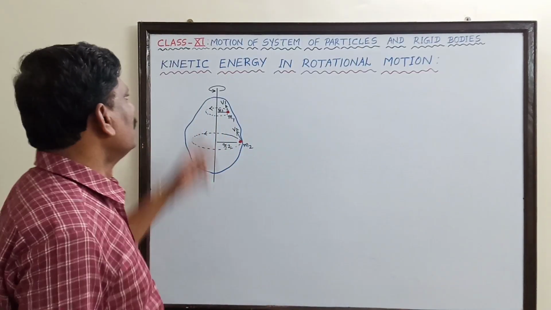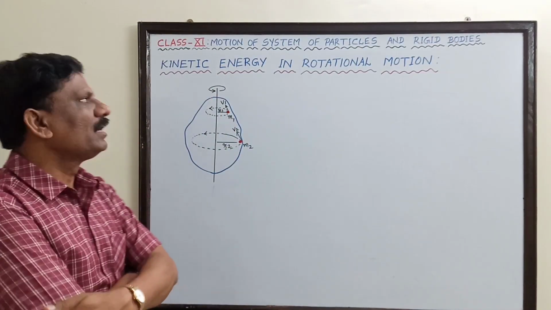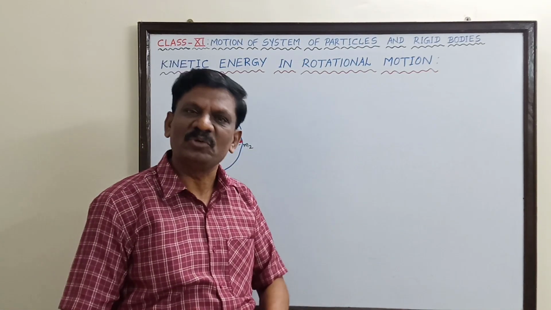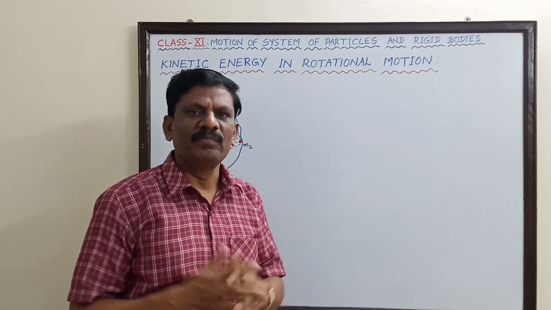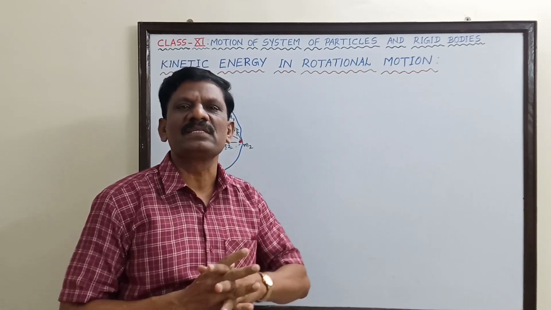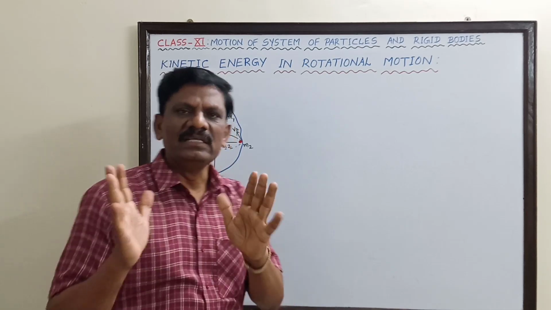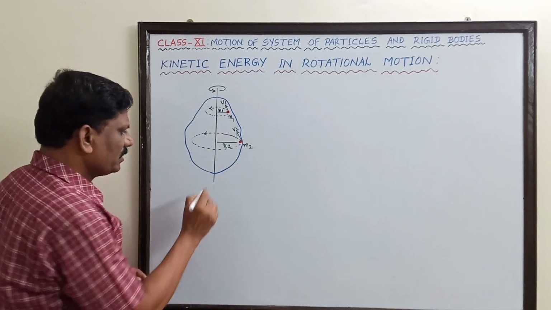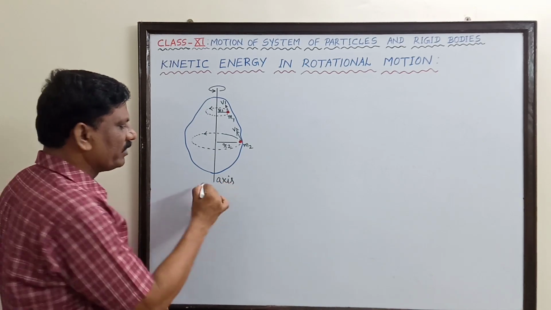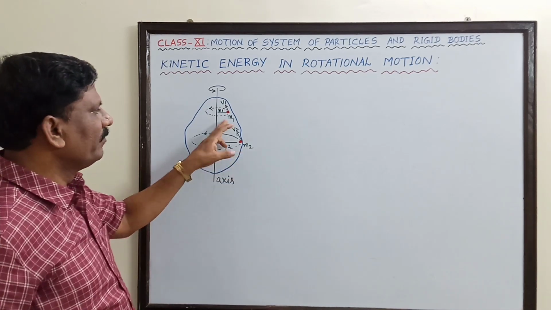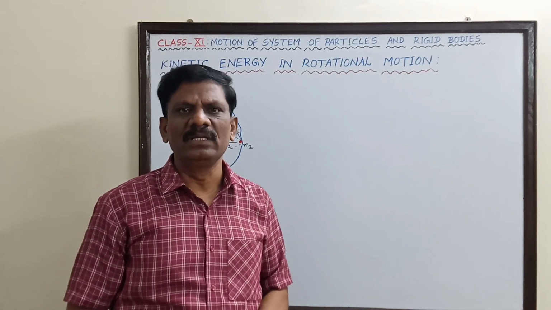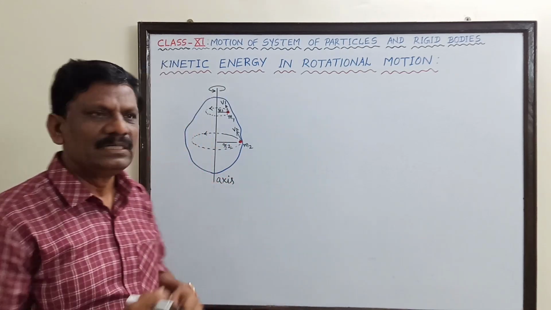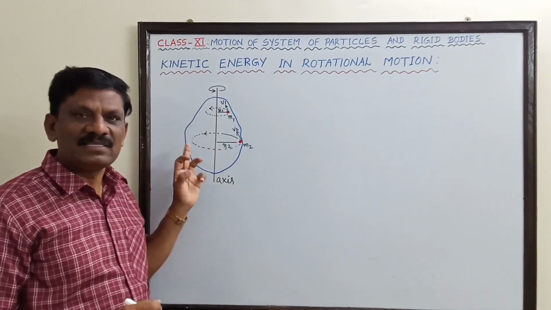Hi students, now we are going to derive an expression for the kinetic energy of a rigid body in rotational motion. We have many times discussed in the previous topics that when a rigid body is rotating about a given axis, so you can see here this is the axis of rotation. Now each and every particle inside the rigid body is in circular motion about the axis of rotation at its center, is it not?